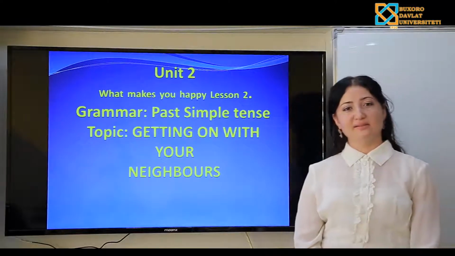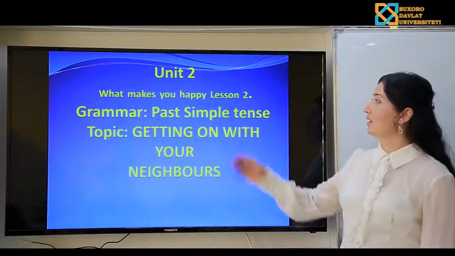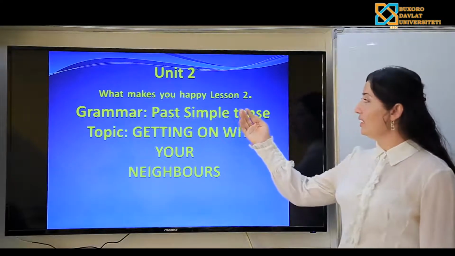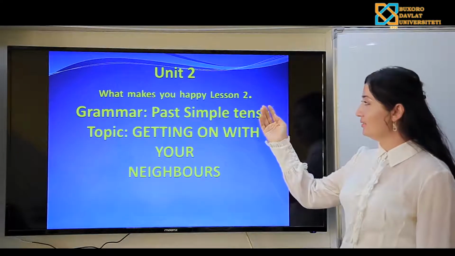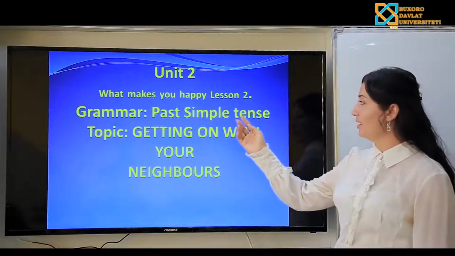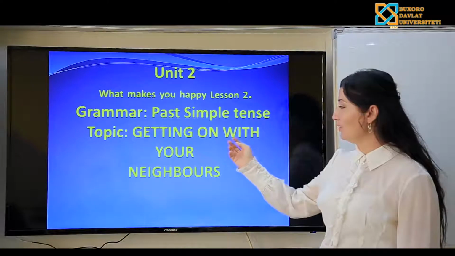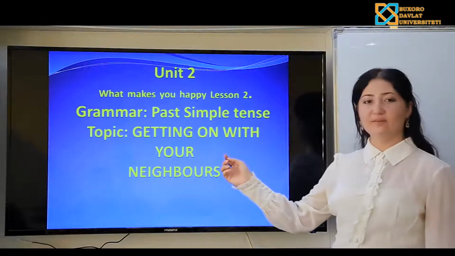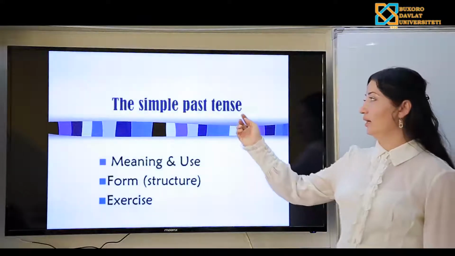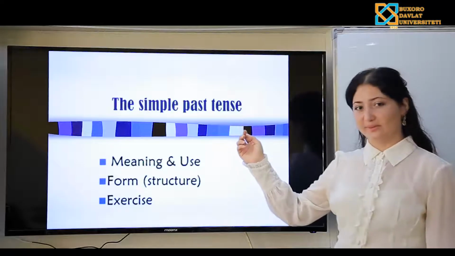Today our lesson's theme is Unit 2, What makes you happy? Lesson 2, Grammar, Past Simple Tense. Topic, Getting on with your neighbors. Today we will talk about our neighbors.